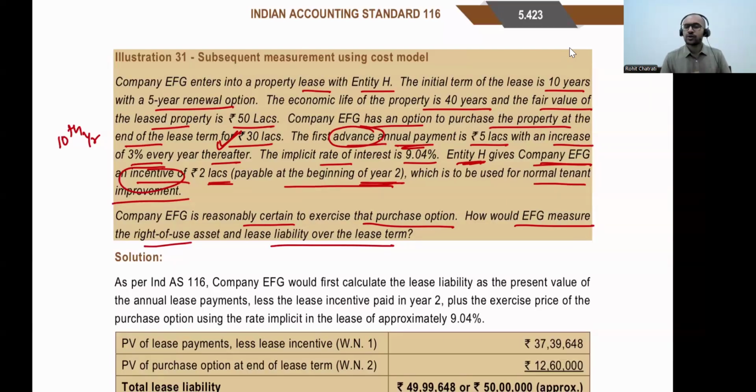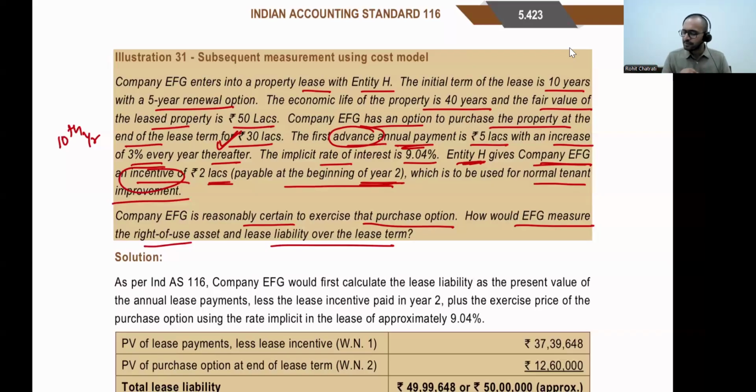Okay, now we know that in the books of lessee, which is EFG in this case, ROU asset and lease liability are recognized as present value of the future lease payments that EFG is expected to make. All right, EFG is going to recognize a right of use asset and a lease liability at the present value of the future payments that it is expected to make.